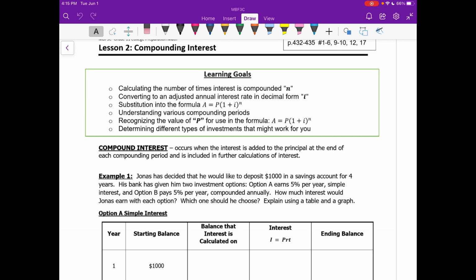Compounding interest is often the type of interest that they use when they give out loans, as well as credit cards. So we'll be talking about credit cards 2 lessons from now.